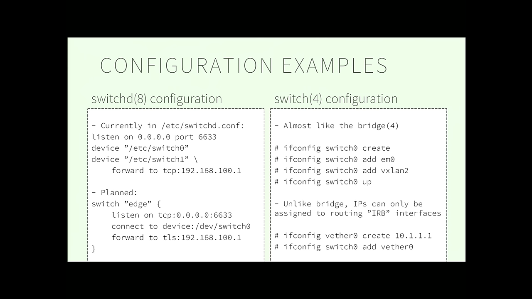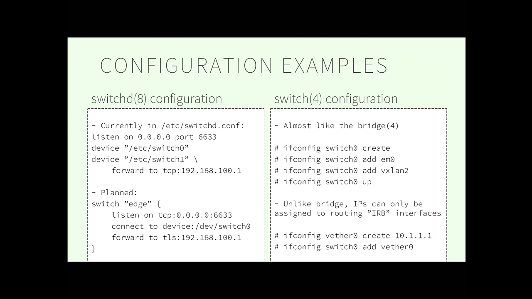This URN-like syntax, TCP colon and so on, is something we probably wouldn't use in OpenBSD. But we are thinking about using it because it's part of the OpenFlow standard. You're supposed to express the addresses like this. So I'm not sure how strictly we should follow that. It's kind of weird to have all these colons there. But that's what we do.